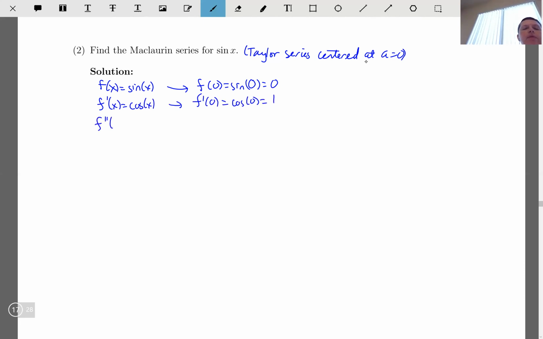F double prime of x is negative sine of x. So f double prime of 0 is, well, 0. And the third derivative is negative cosine of x. So the third derivative at 0 is going to be negative cosine 0, or negative 1. And when you do the fourth derivative, you get right back to the function itself.